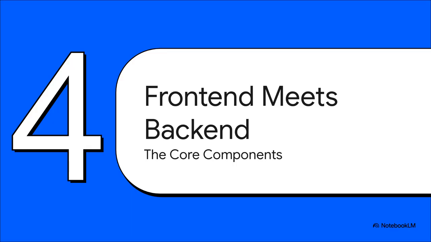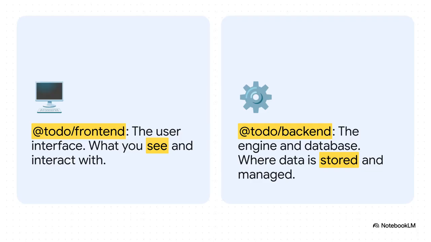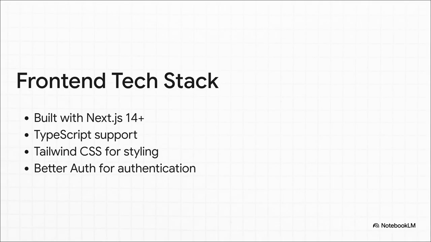So, we know how to get it running. But what's actually powering this thing? Let's peel back the layers and look at the specific technologies that make this whole application tick. At the heart of any web app, you've got these two fundamental pieces. On the left, the front end. That's the tip of the iceberg. It's everything you see and touch in your browser. And on the right, the back end. That's the massive part of the iceberg underneath the water, handling all the heavy lifting, like storing your data and managing the application's logic.